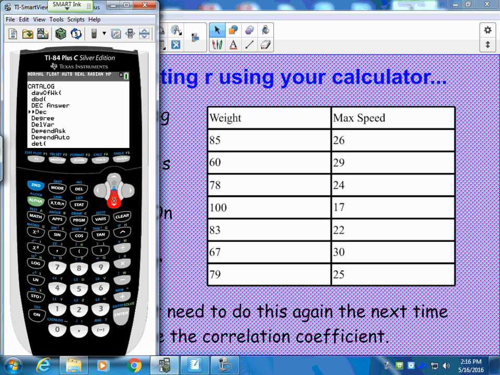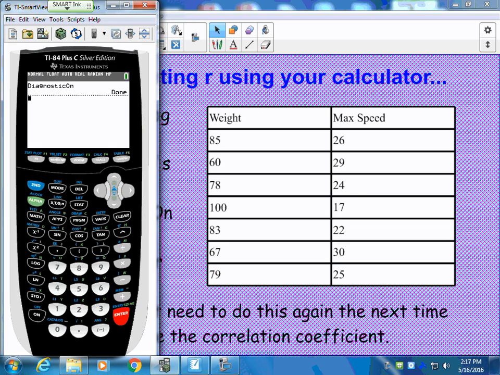Once we do that, we arrow down to what's called the diagnostic. I went a little too far. We want to make sure that the diagnostic is turned on, and you just hit enter and enter again, and then it's done. If you didn't quite get that the first time, just rewind the video a little bit and we can go through those steps again.